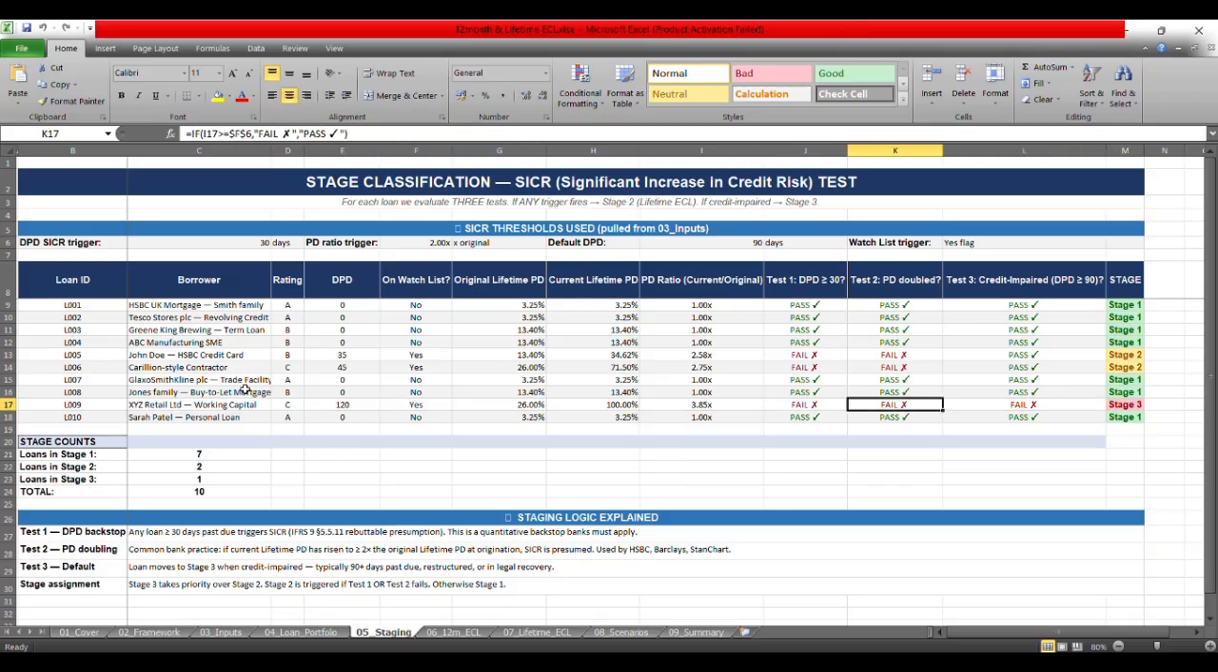Already test 3 is getting filled, although the other ones also, but test 3 is also getting filled and it is directly moving to stage 3. So if you apply this concept to all the other loans, you will see that 7 loans are moving to stage 1, 2 loans are moving to stage 2, and 1 loan is moving to stage 3. That's the composition of all the 10 loans.